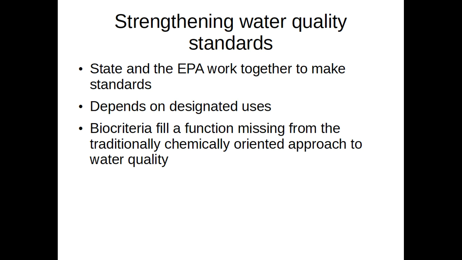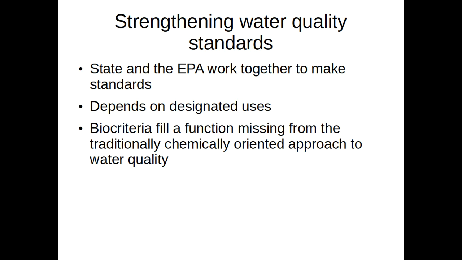The EPA has authority to review and approve or disapprove state standards and, where necessary, to promulgate federal water quality standards. A water quality standard defines the environmental goal for a water body or a portion thereof by designating the use or uses to be made of the water and setting criteria necessary to protect those uses and prevent degradation of water quality.